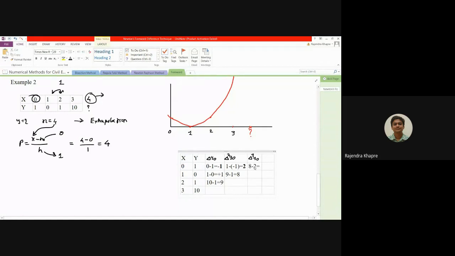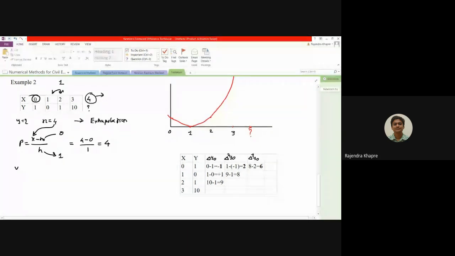8 minus 2 will be nothing but 6. So I'm making this bold. I don't need to go for delta to the power 4 y0 because our data set is limited. We have only 4 values, so we'll be getting only 3 deltas. So your final equation of y will look something like this.